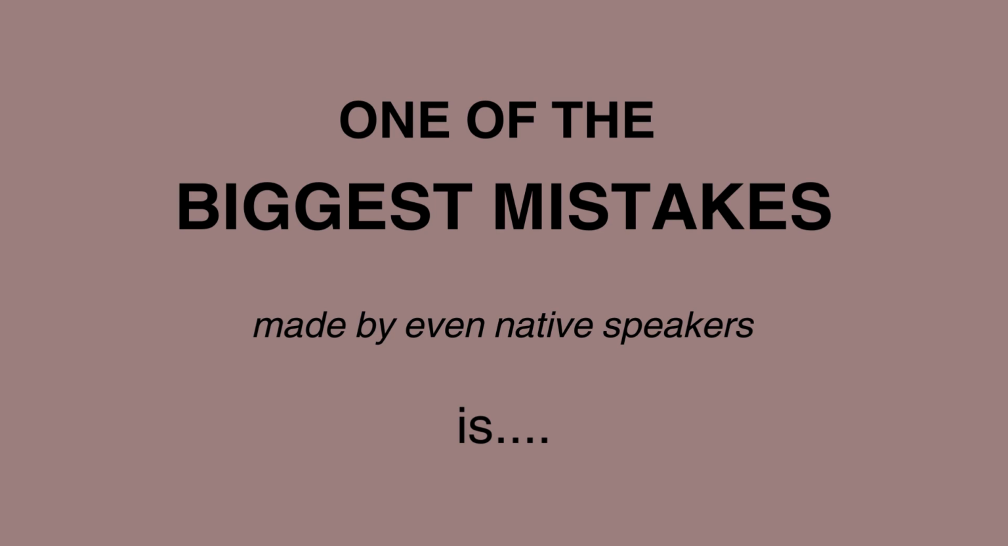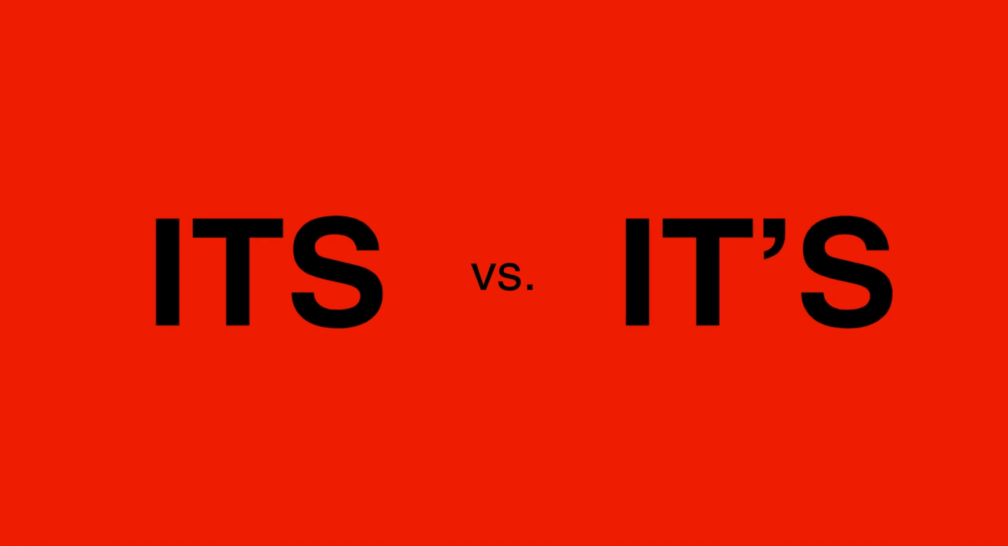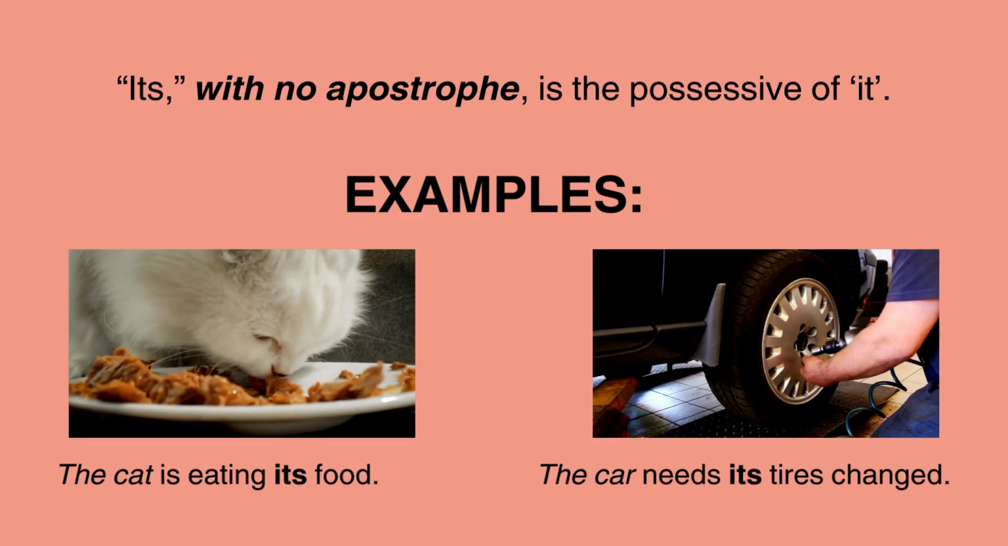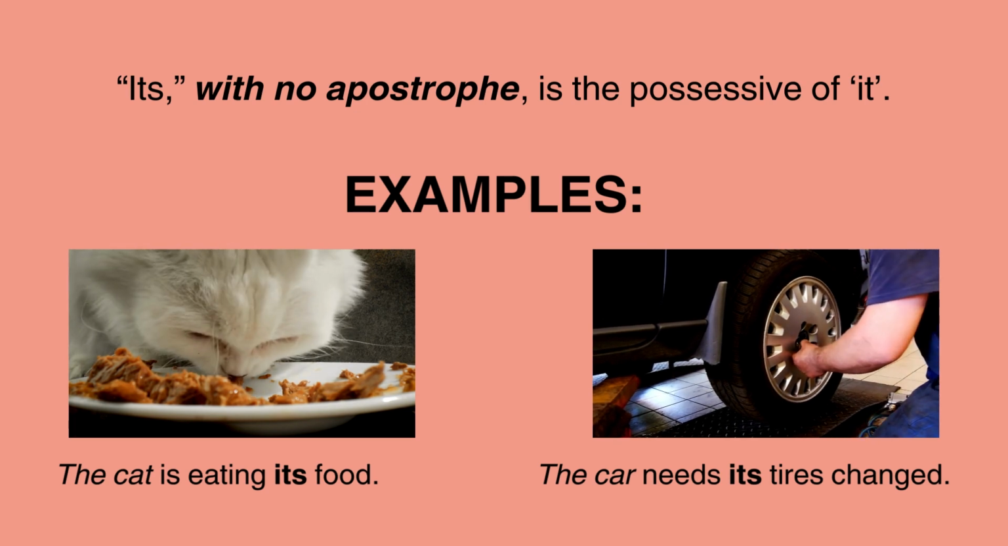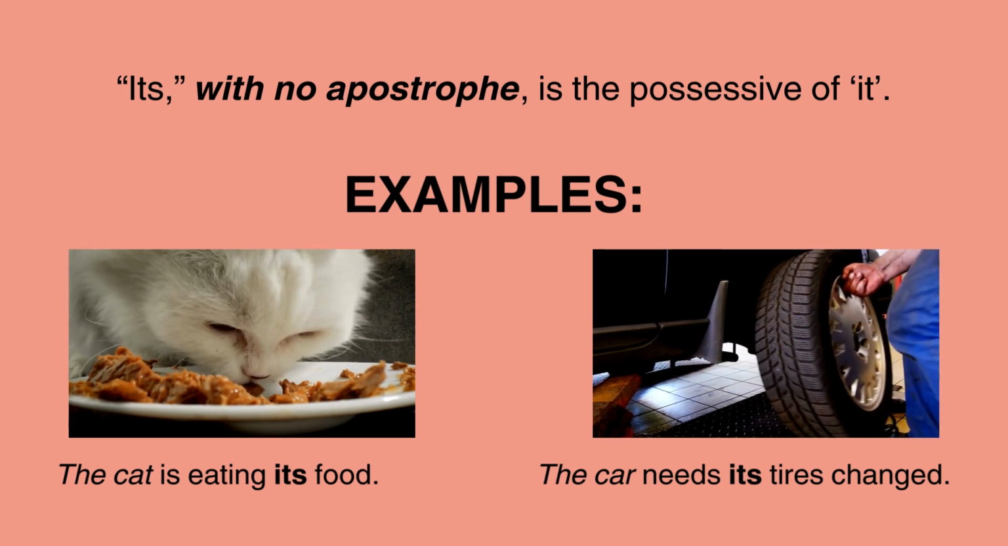One of the biggest mistakes made by even native speakers is it's versus its. Its, with no apostrophe, is the possessive of it. The cat is eating its food. The car needs its tires changed.